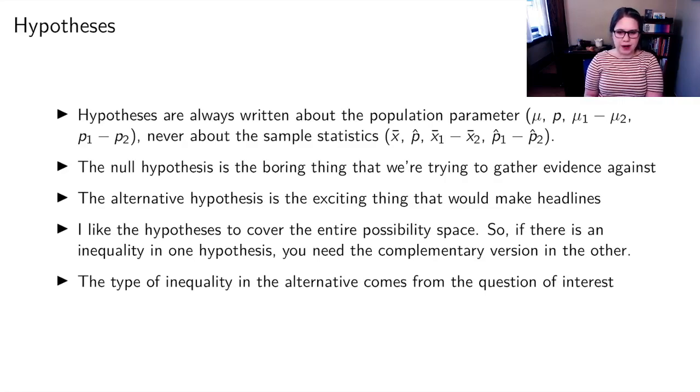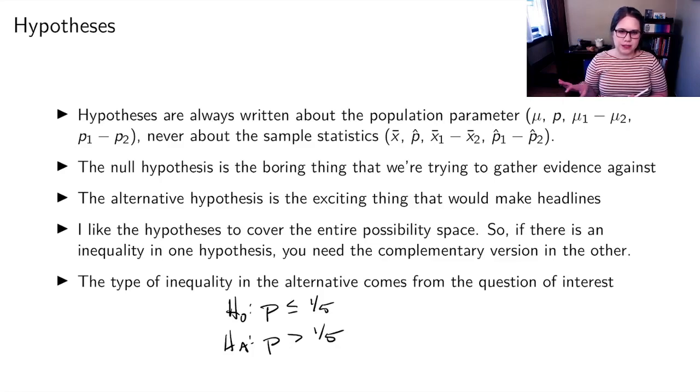I also like the hypotheses to cover the entire possibility space. So if there's an inequality in one hypothesis, I like to have the complementary version in the other. And this is complementary with an E, not like a compliment, something nice that someone says, but complement the other half. In this case, our null hypothesis was that p is less than or equal to 1/5, and our alternative was that p is greater than 1/5, and that covers the entire possibility space. p could be less than 1/5, it could be equal to 1/5, or it could be greater than 1/5, and we're covering all the possibilities there.